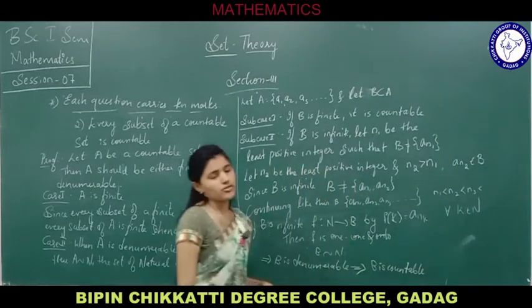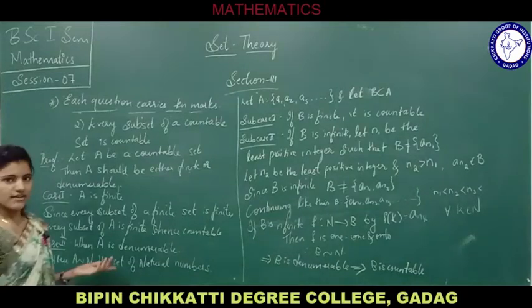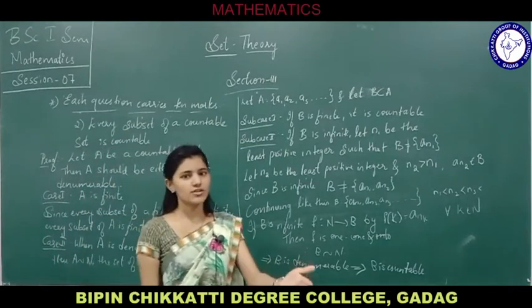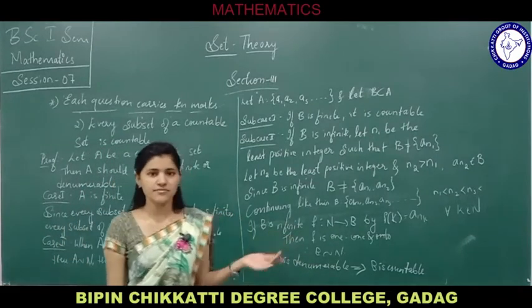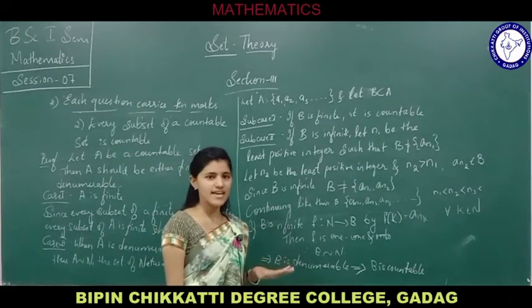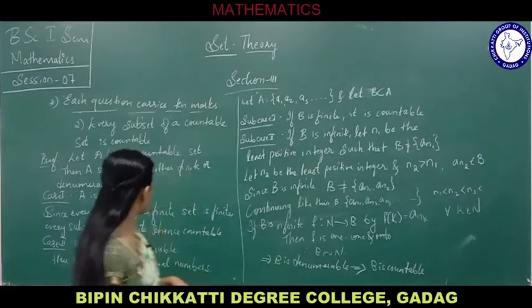See, what we have done is to prove every subset of a countable set is countable. To prove that, we just consider the definition of countable. What is it? It should be either finite or denumerable. If A is finite, then we know that every subset of a finite set is finite, and that is why A is going to be countable.